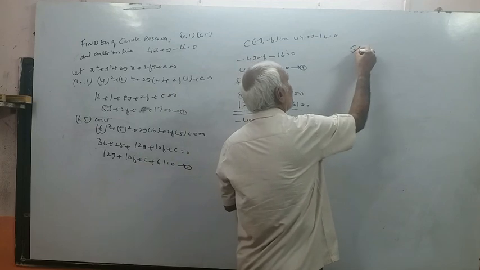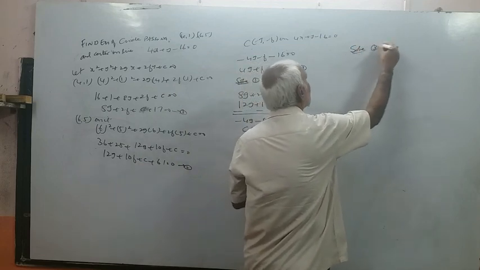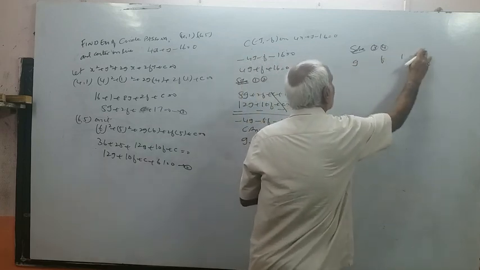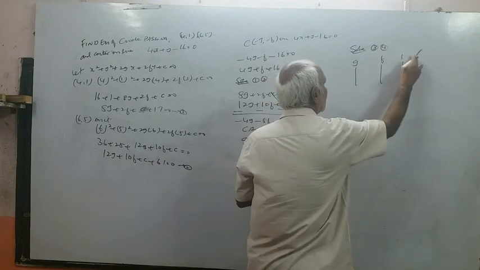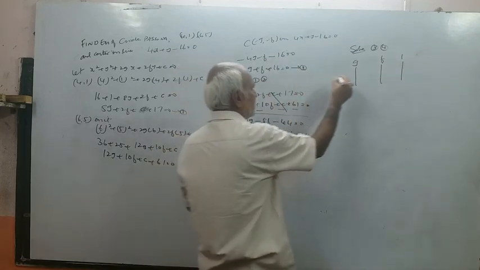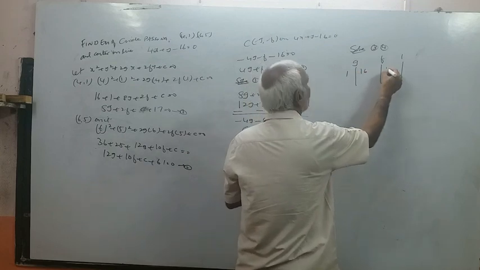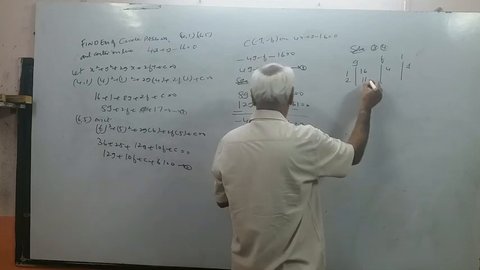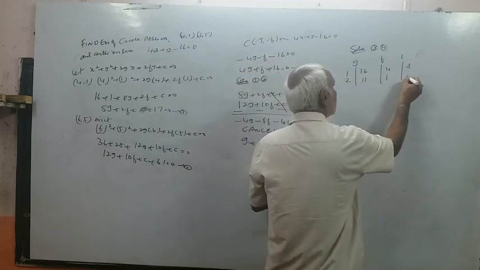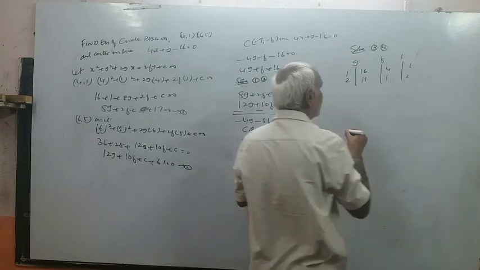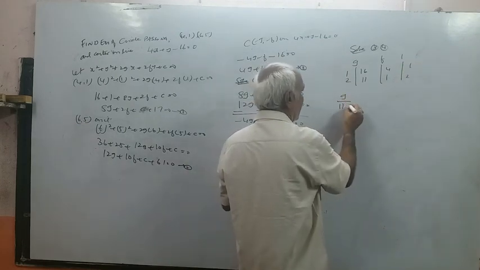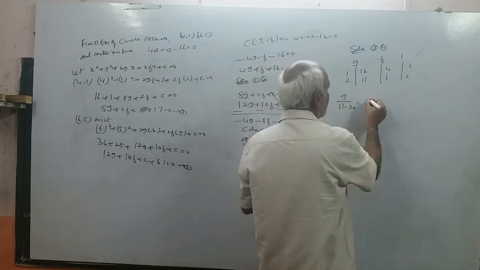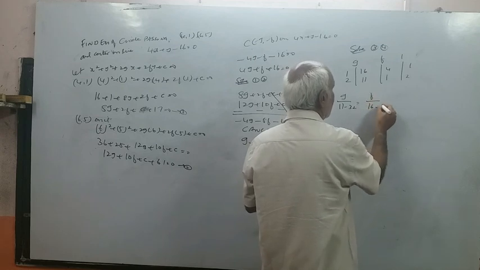Again, solve 3 and 4. What is the third one? g, f, 1. Put the line here. Okay, f coefficient: 1, 16, 4, 1. Next one: 2, 11, 1, 2. Right? So g by 11 minus 32. Okay. Next f by 16 minus 44.